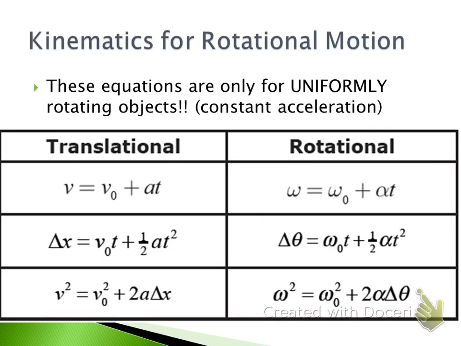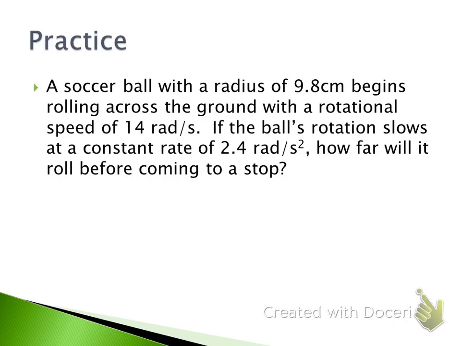Alright, so it's important for us to understand that these kinematics equations are again for uniformly rotating objects. These are for things that are moving at constant angular acceleration. As it's spinning, we have a constant, unchanging acceleration. It's speeding up or slowing down at a constant rate. So let's go ahead and just try some practice problems here. Go ahead and pause the video now to get the problem written down.